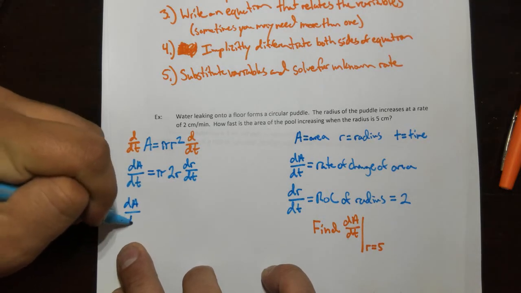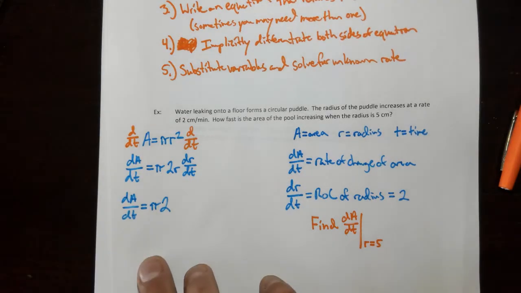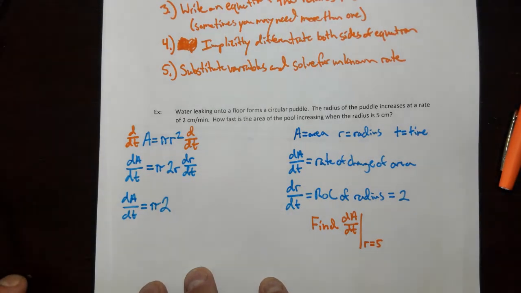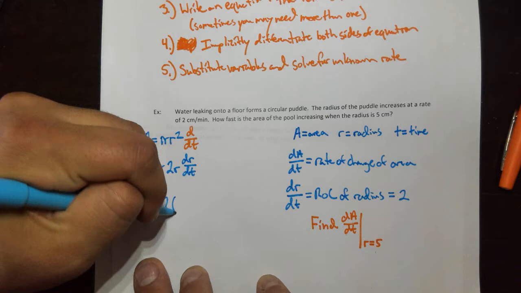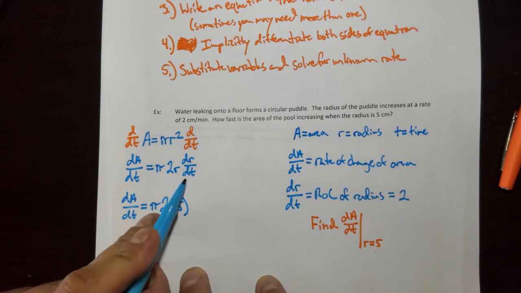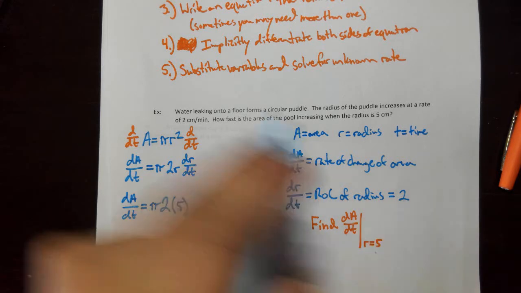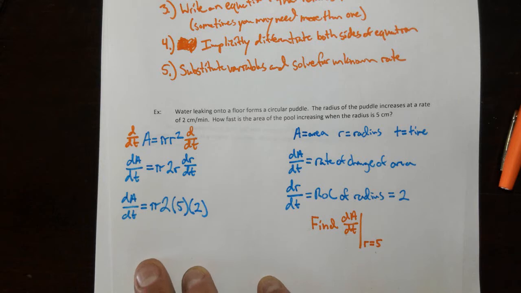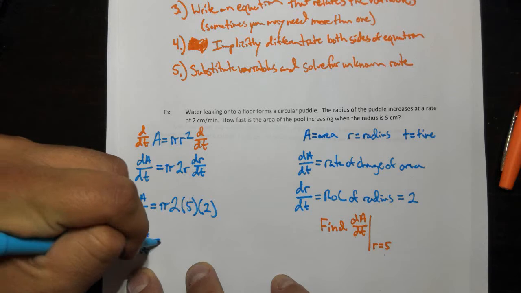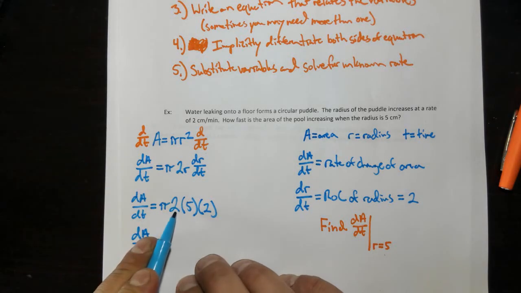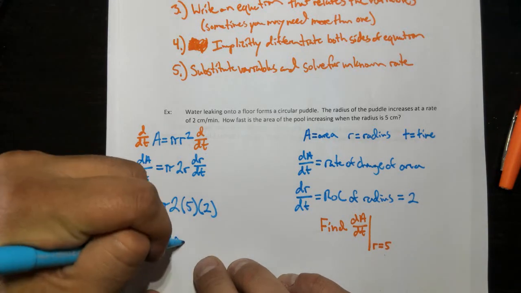dA dt is equal to pi 2r. Now, we want to find out the dA dt when r is 5. So I'm going to plug in 5. And then dr dt. What is dr dt? dr dt we defined as 2. So dA dt is equal to, we have pi, so let's multiply all these others together. 2 times 5 is 10, times 2 is 20, so 20 pi.